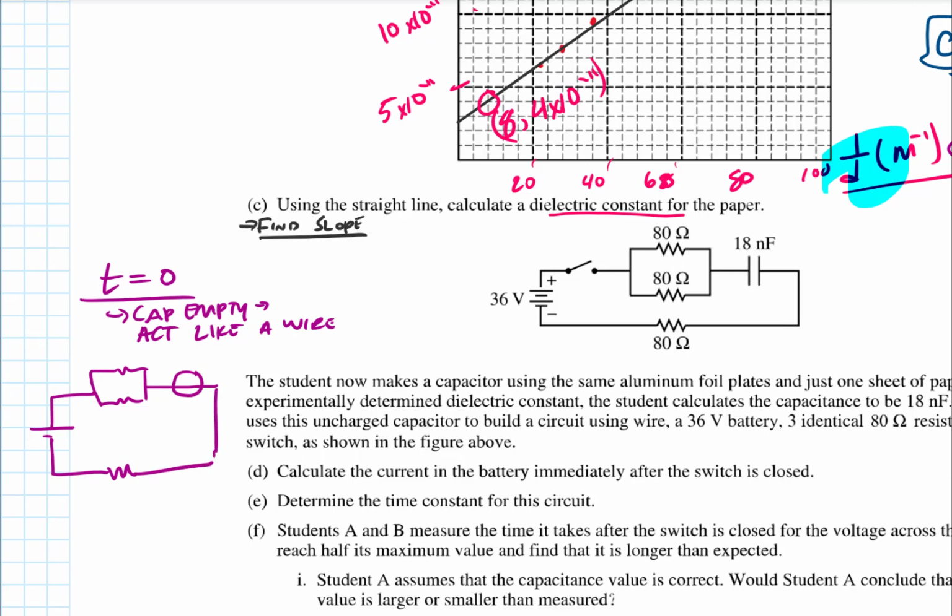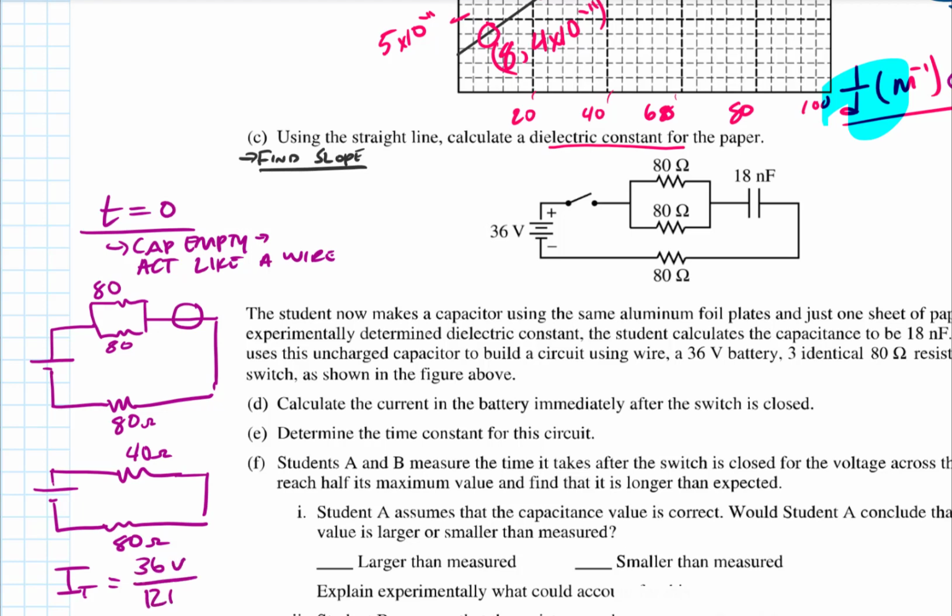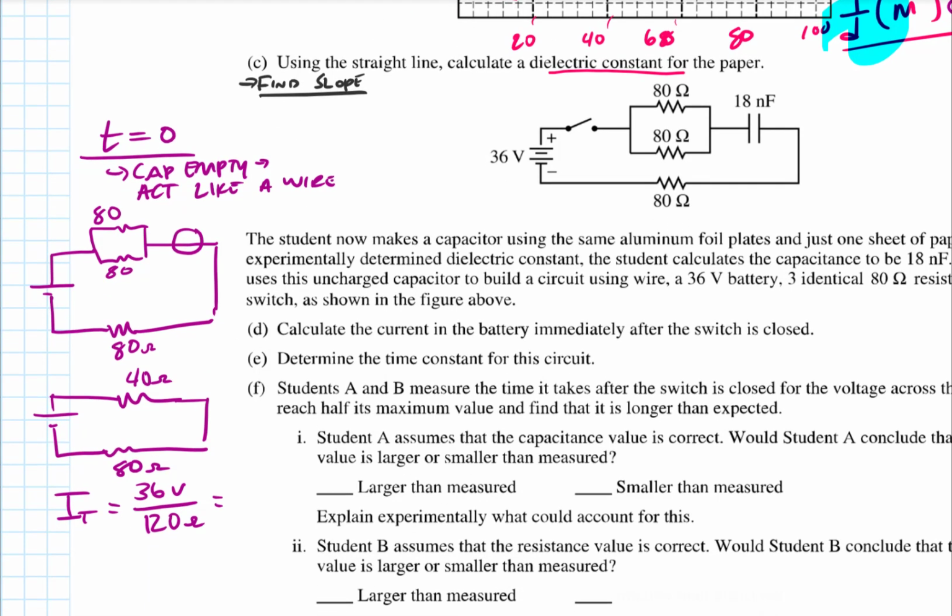And then we have that other 80-ohm resistor there. So for that time equals 0 position, if each one of these is 80 ohms, if we simplify that circuit, those two together give me 40 ohms. This one down here is 80 ohms. So if I want the current through the battery, that's going to be the total current. So 36 volts on the battery divided by 120 ohms total. That current through the battery initially comes out to be 0.3 amps. So that's my initial current through the battery.